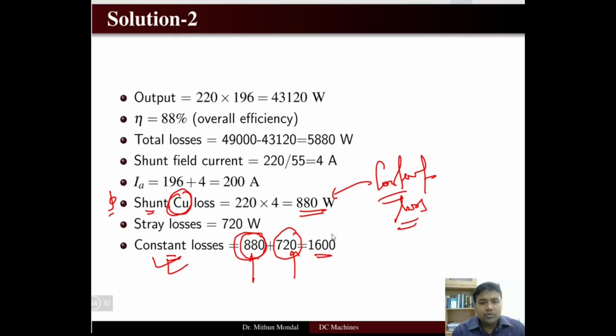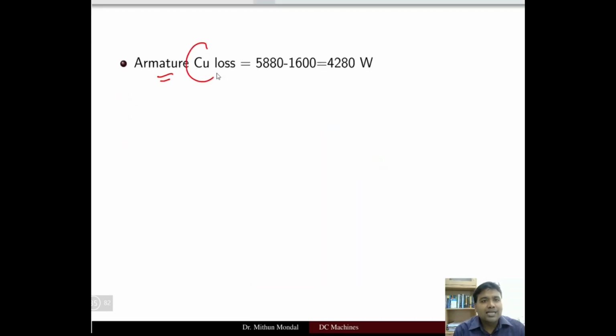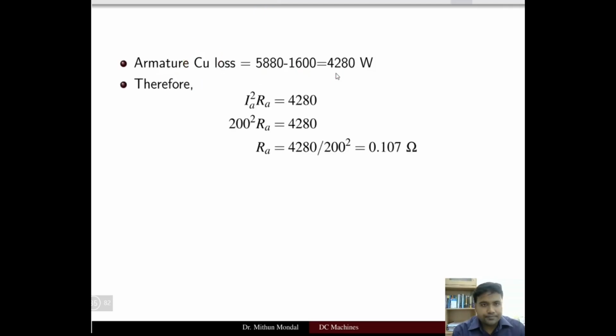So here you have computed the constant losses, that is 1600 watt, and you know the total losses is 5880 watt. So the entire copper loss will be 5880 minus 1600. So you'll get 4280 watt as the armature copper loss. Now you know the condition that the efficiency will be maximum when the total constant losses are equal to the total variable losses, right? So here 4280, which is the armature copper loss, is equal to Ia square Ra.